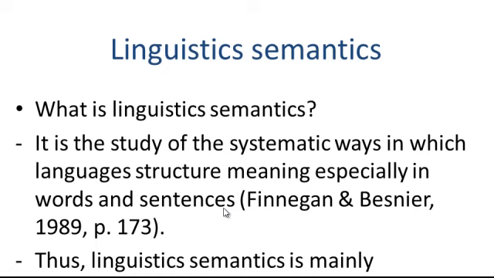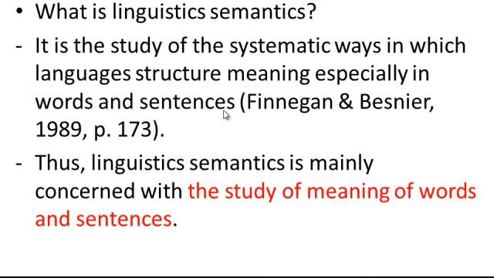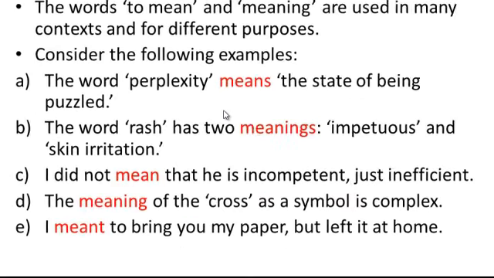So for you to come up with the meaning of a sentence, you look at how a sentence has been structured. This is the reason why Finnegan and Besnier define linguistic semantics as the systematic ways in which languages structure meaning, especially in words and sentences. But if you're just given a word to define, or asked to provide the meaning of a word, this is sometimes straightforward. But when it comes to the meaning of a sentence, sometimes you have to see how the sentence itself has been structured. You also have to look at the meaning of individual words. But you wouldn't come up with the meaning of a sentence by having in mind the meaning of each and every individual word that has been provided in the sentence itself.